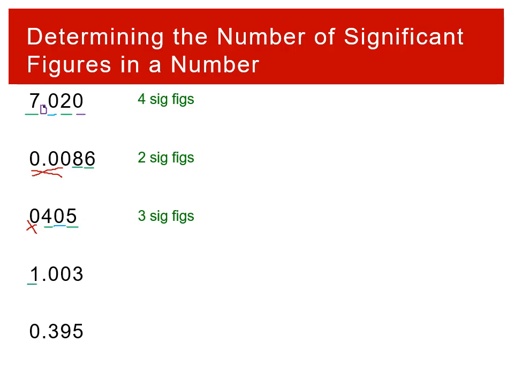1.033, those are definitely significant. The 1 and the 3, and the zeros in the middle. It doesn't matter how many zeros in the middle, they're going to be significant. I got 4. 0.395, all significant. 0 in the front is not. This can be a real tricky one, just that single 0. We do not want to count that as significant.